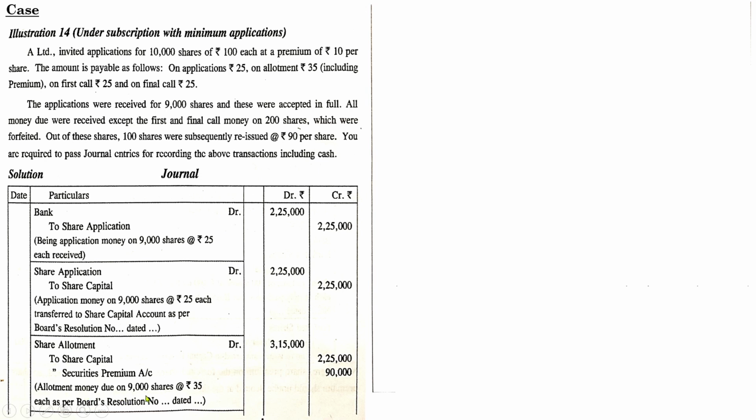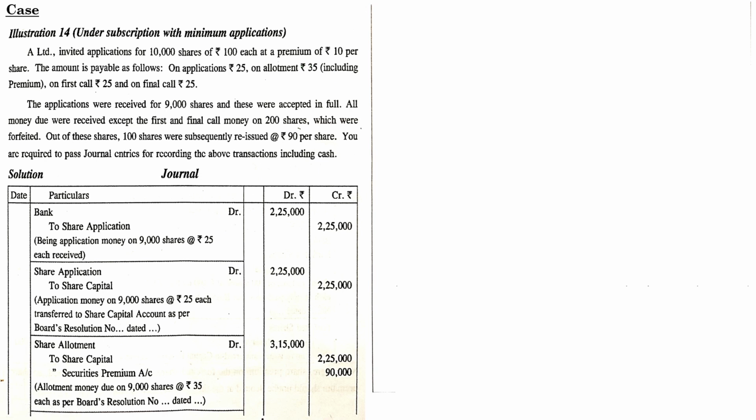Allotment money due on 9,000 shares of 35. You can either directly compute the 3,50,000 by multiplying 9,000 into 35, or you can add these two amounts. 35 means 25 plus 10 premium, that is known as 35. So this is the entry with regard to due entry.